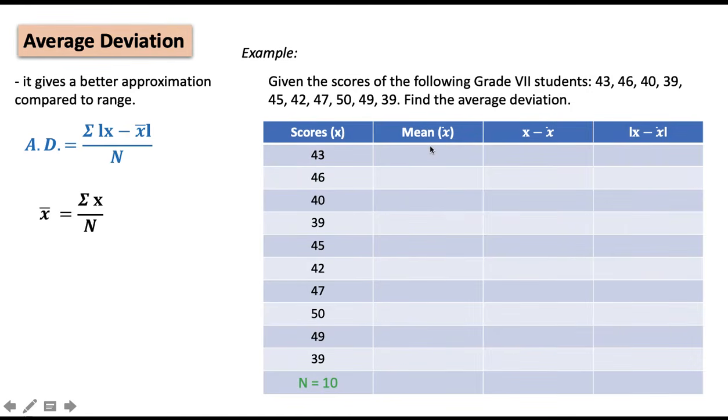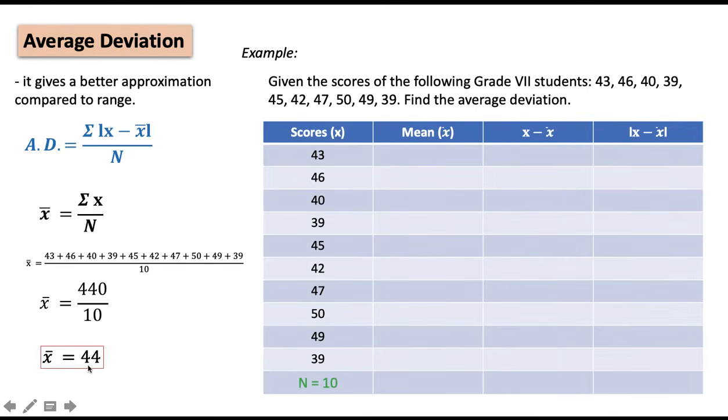Then to fill out the second column, that is the mean. Recall that in solving for the mean, we will just simply get the sum of all the scores divided by the number of scores. So these are the given. We will just add them, then divide by the number of scores, which is 10. So the sum in the numerator is 440 divided by 10, and that is 44, and that will be our mean. So we're going to write it in our second column.